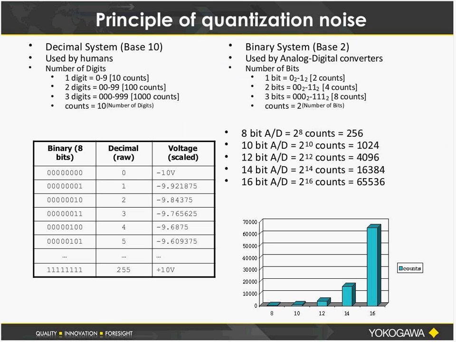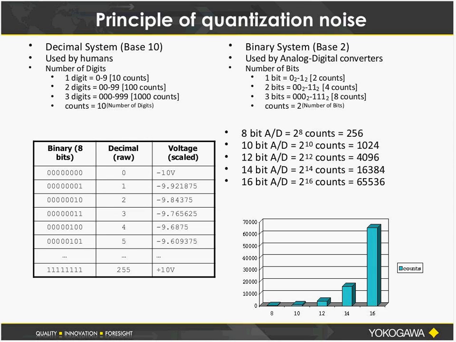Let's take a look. This may be basic to some of you, but I am going to go ahead and explain it. In the decimal system, or base 10, if I say you have one digit to count, then you can count 0 through 9, so you have 10 counts. If I give you 2 digits, then you can count 00 through 99 or 100 counts. And 3 digits gives you 1,000 counts and so on. So the relationship between digits and number of counts or steps is 10 to the number of digits. So 10 to the third gives you 1,000 counts.